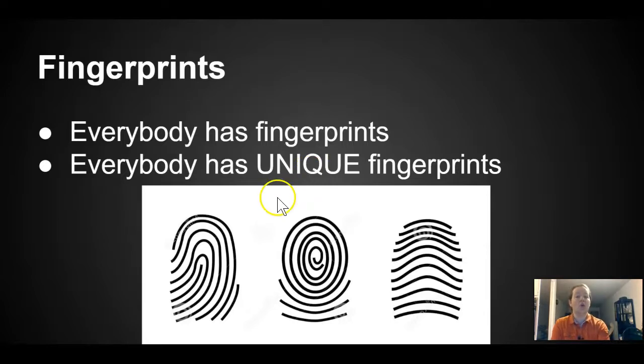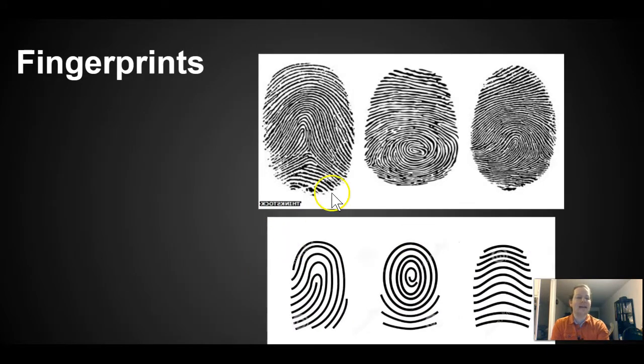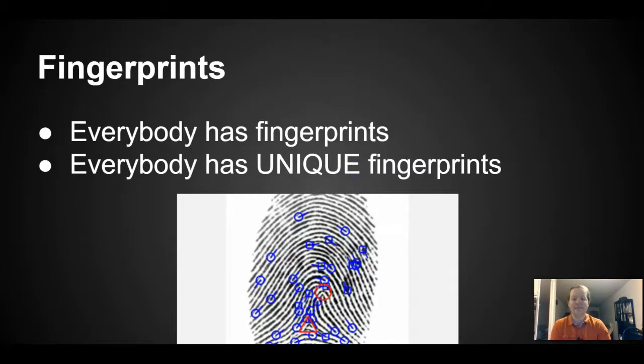There are some common shapes. Look, we have some different shapes. Sometimes they kind of go like this. Sometimes they go like this. Sometimes they go like this. But everybody has slightly different fingerprints. Interesting. Okay. So people have slightly different fingerprints.